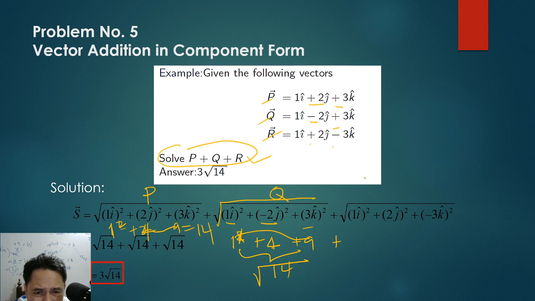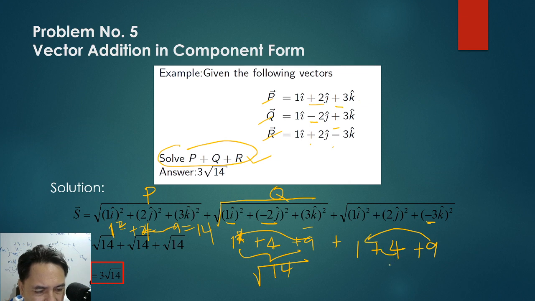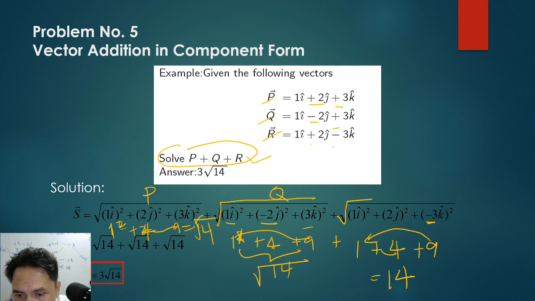Then the last is r, so 1, then plus 2, minus 3k. So when you get the sum of the squares before you take the root, 1 squared is 1, plus 2 squared is 4, then negative 3 times negative 3 is 9. So 9 plus 1 is 10, plus 4 is 14, which is exactly this, right? So we have the root 14, square root of 14 for each.